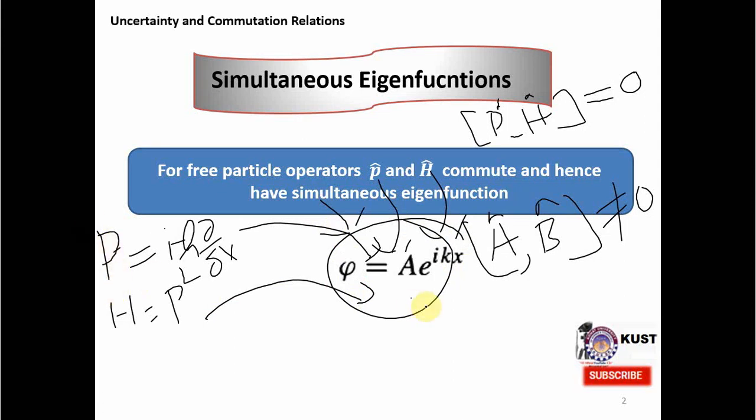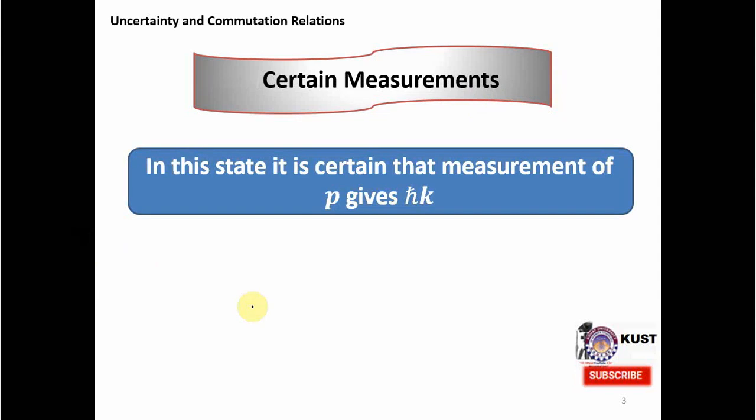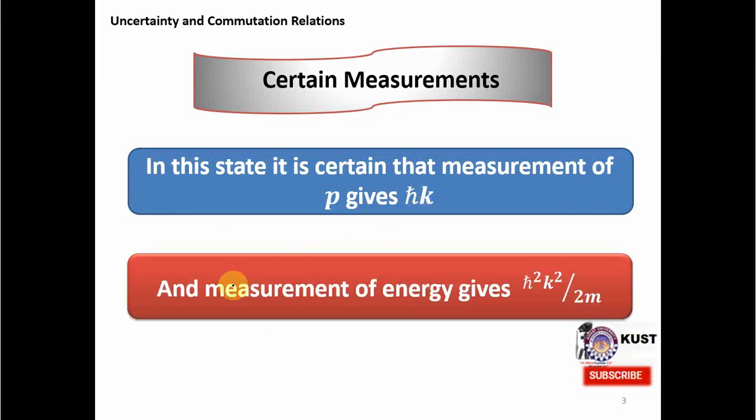And why is this simultaneous for them? Because they commute. If they both commute, that's why it is a simultaneous eigenfunction for P and H. So what does this mean physically? It means that when we have a simultaneous eigenfunction, in this state it is certain that a measurement of momentum will give us h bar k. And if we measure the energy in this same state, then it is certain that it will give us h bar square k square by 2m. So these two values are certain and simultaneous. We can find them simultaneously because they were compatible. So if two operators are compatible, then they have a simultaneous eigenfunction, and then we can have with certainty their values h bar k and h bar square k square by 2m.